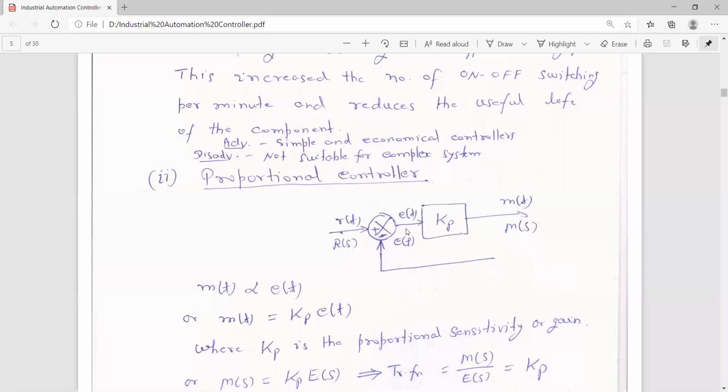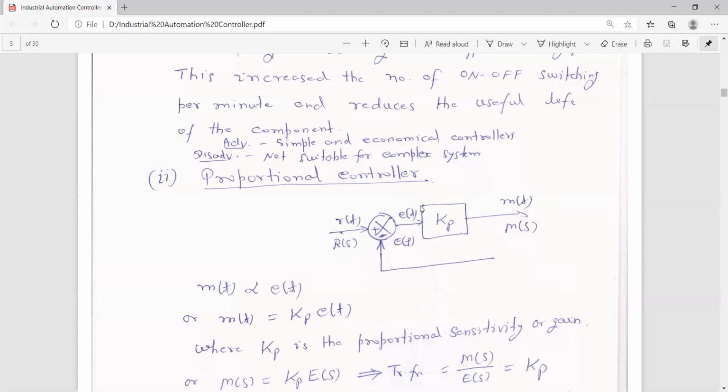So in this case, this round is the comparator, RT is the reference signal, ET is the error signal, and this is the actuator basically. We have to obtain the transfer function of this actuator, and their output is MT. So from now onwards, in all cases, we will discuss this rectangular block, which is the comparator part of the controller. Basically, if this part is controlled, the entire system is going to be controlled.